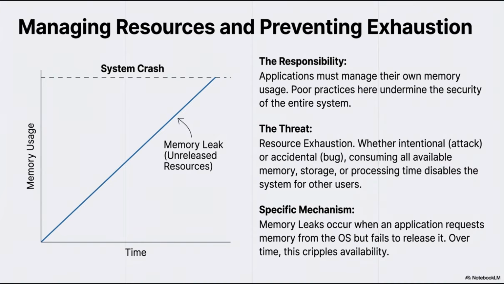So to manage resources and prevent exhaustion, applications must manage their own memory usage. Poor practices here undermine the security of the entire system. Now, the threat is resource exhaustion, whether intentional attack or accidental bug. Consuming all available memory, storage, or processing time disables the system for other users. Memory leaks occur when an application requests memory from the OS but fails to release it. Over time, this cripples availability.